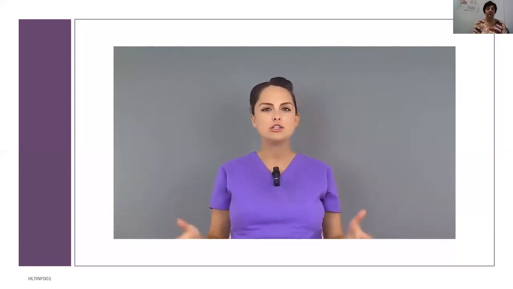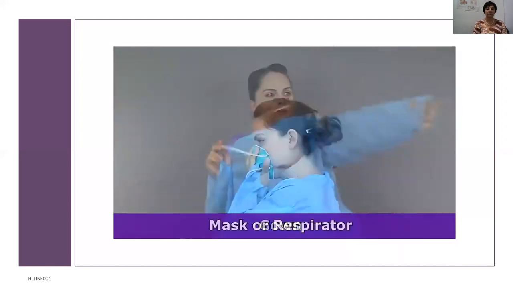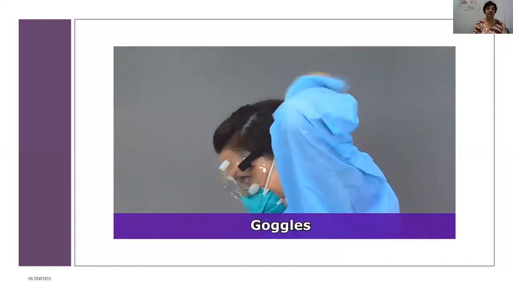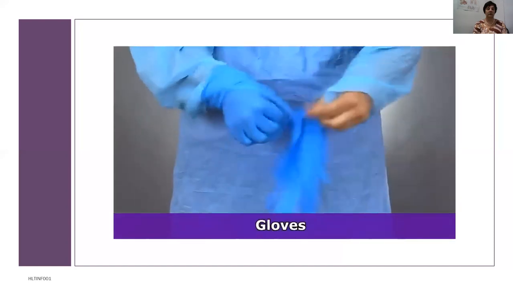One of the sequences you can use to put on PPE would be first to put on the gown, followed by the mask or respirator, depending on what you're going to use, then the goggles or face shield, and then lastly, the gloves.